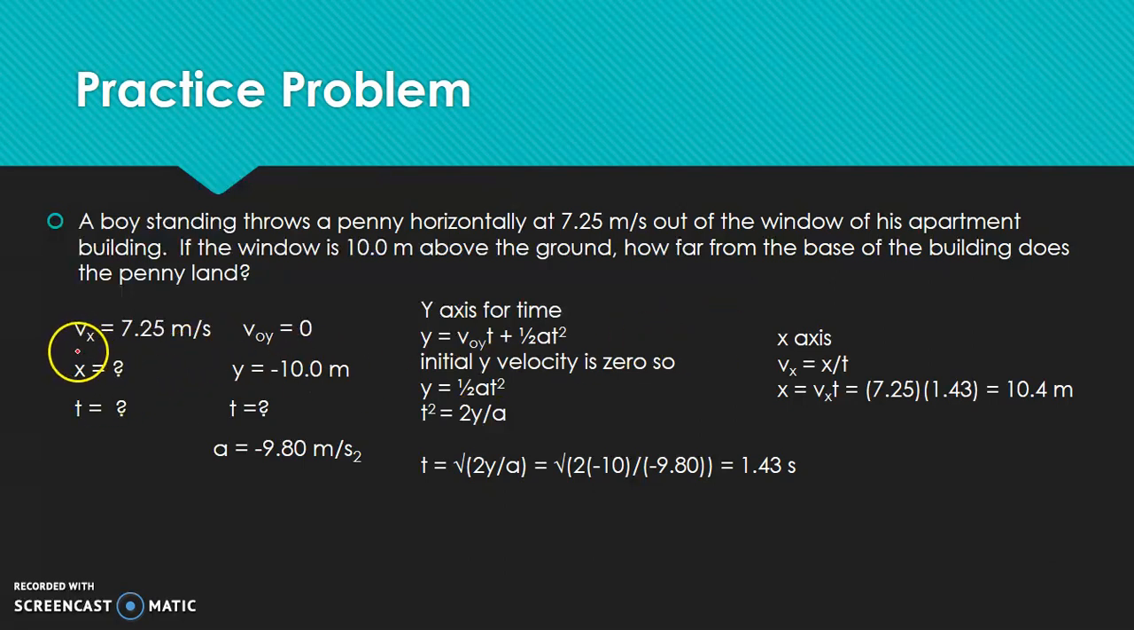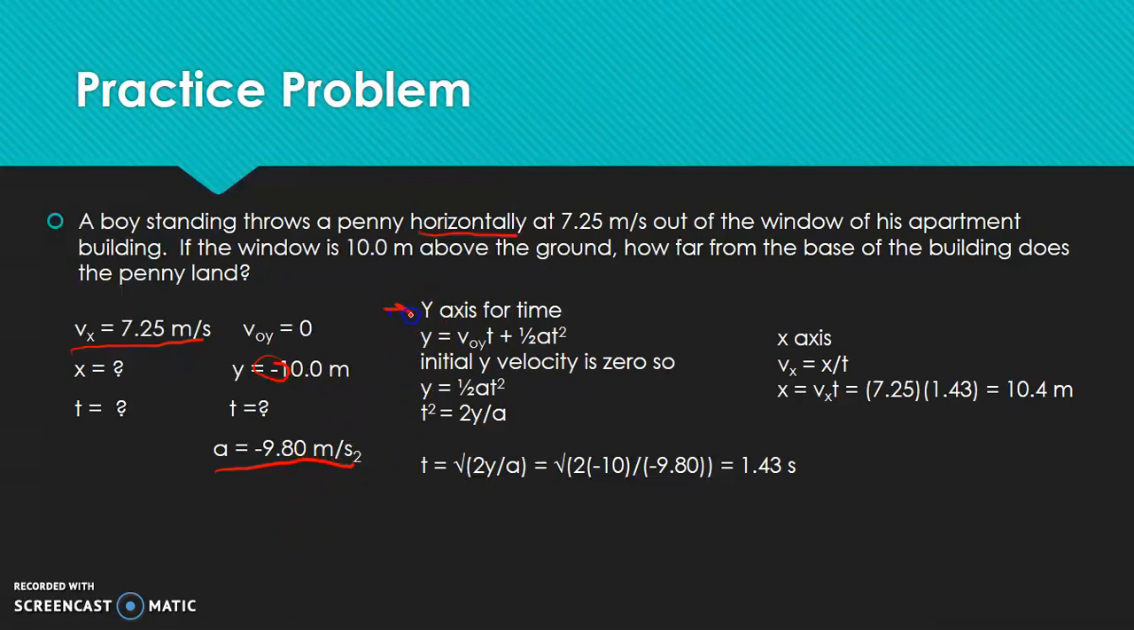So the first thing is that we know the initial velocity in the x component, meaning the horizontal component, and that's going to be 7.25 meters per second. We don't know the distance. We don't know how long it takes. We know that the final velocity is going to be 0 because it's going to land on the ground. And then we have a vertical distance at 10.0 meters, but this object is falling down, so now we know that it's in the negative position. We still don't know time. We know acceleration to be the constant gravity at negative 9.80 meters per second squared.